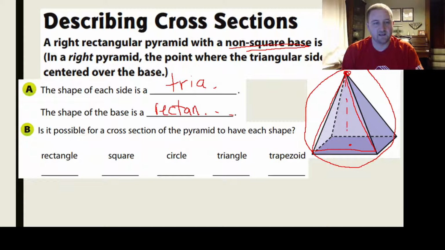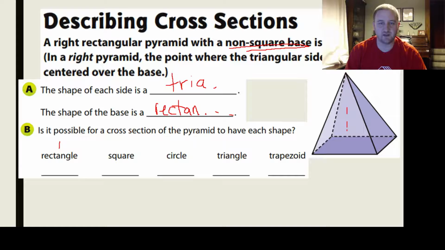And then B, is it possible for a cross-section of the pyramid to have each shape? So let's look at this first one. Is it possible for there to be a cross-section that's a rectangle? Well, what do you think? Think to yourself, is it possible for us to have a rectangular cross section going through this pyramid? And the answer is yes. If we just go parallel to the base, we know the base is already a rectangle, right? So if we just cut through parallel to the base, we will get a rectangular cross section. So yes, it is possible.